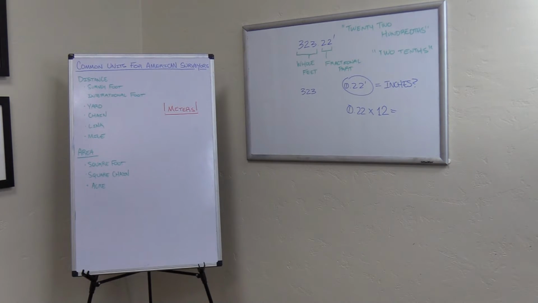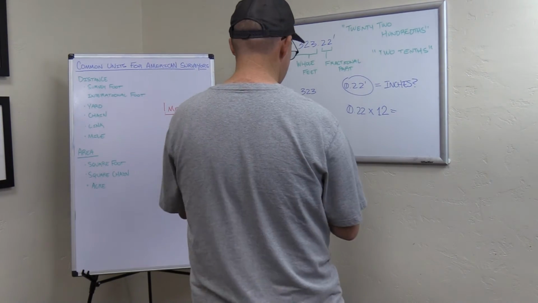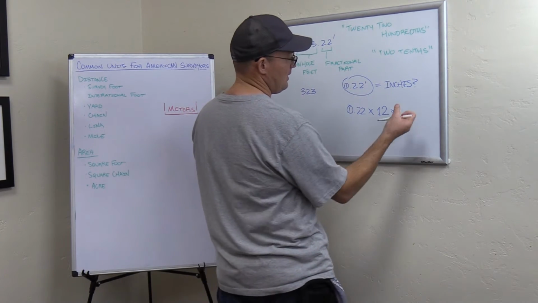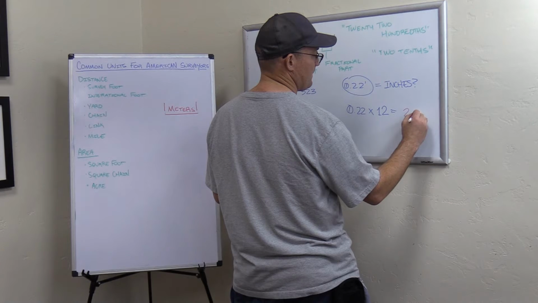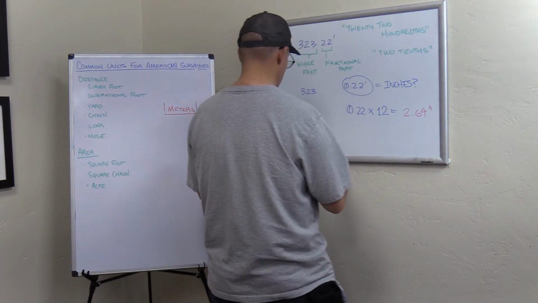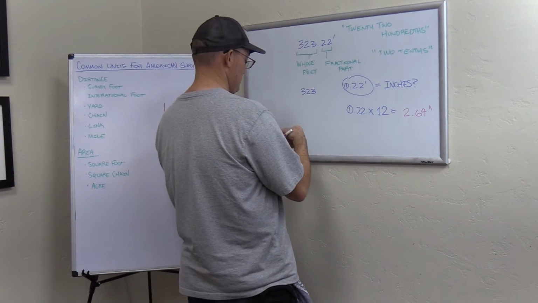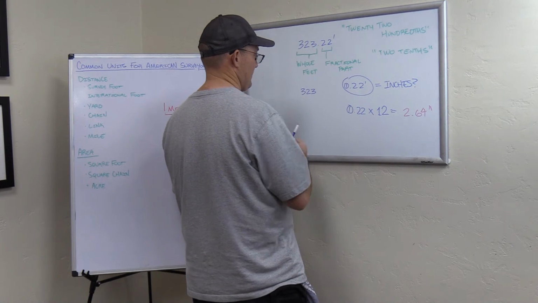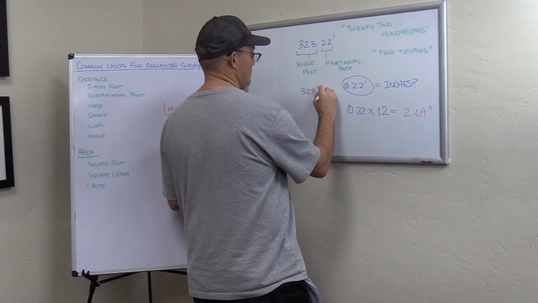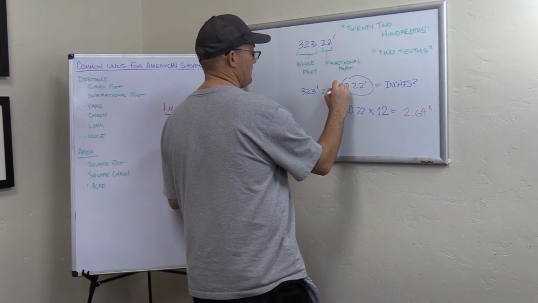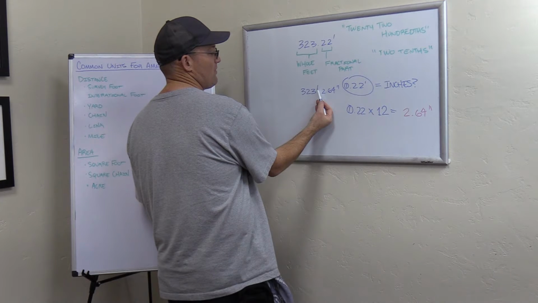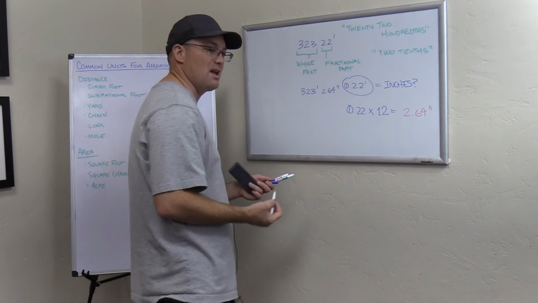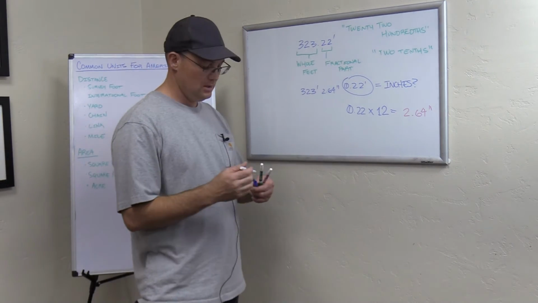it's 2.64. So this value, 0.22 or 22 hundredths of a foot, is 2.64 inches. So we could say it's 323 feet, 2.64 inches. By the way, this little tick, surveyors use this for the foot, and we use this for the inches. That also can be minutes and seconds in an angle, but because we're talking distances, it's feet and inches.